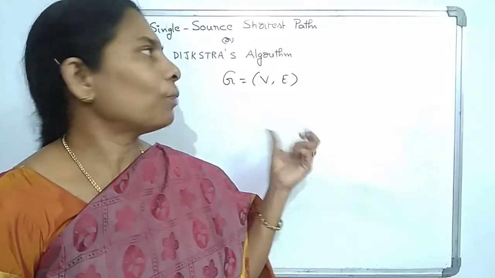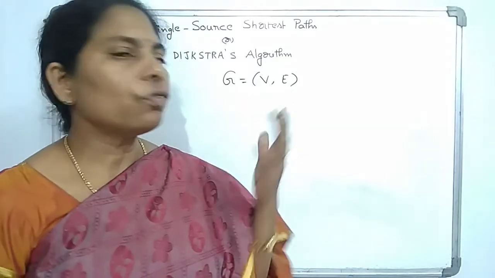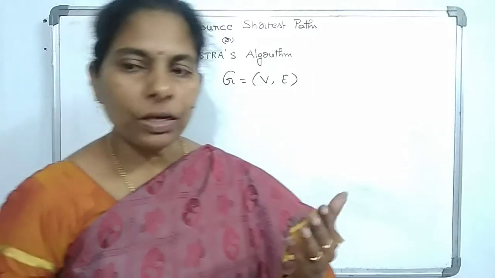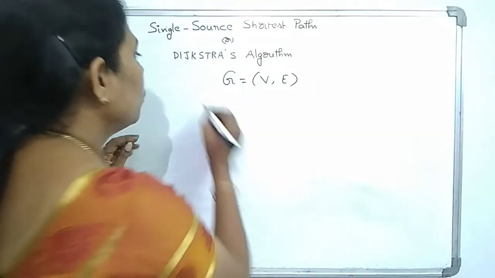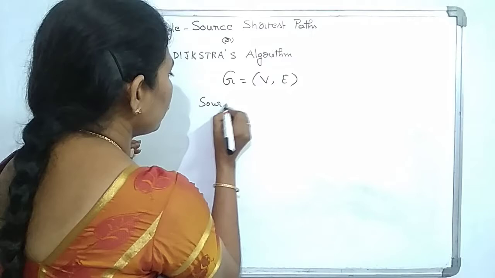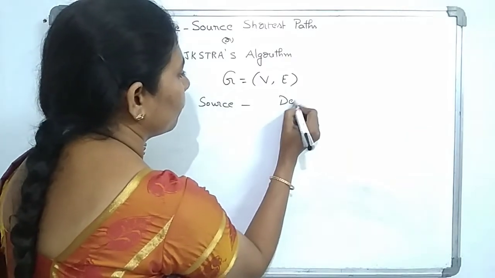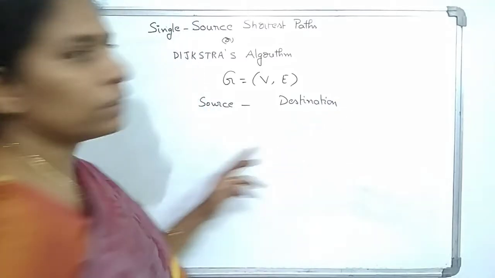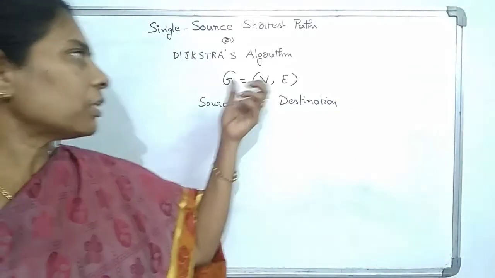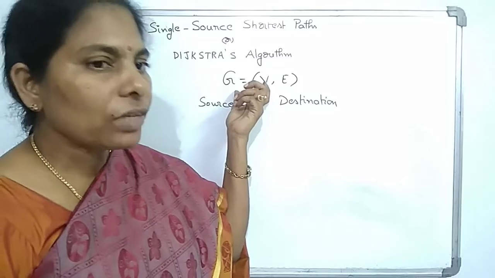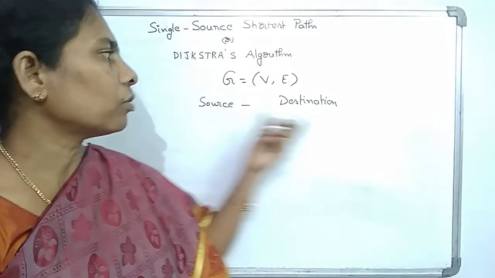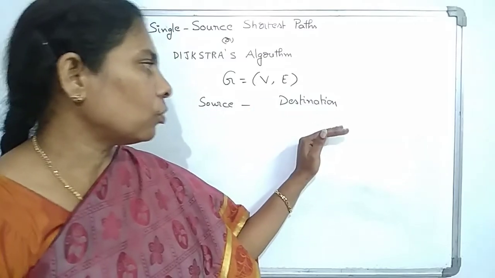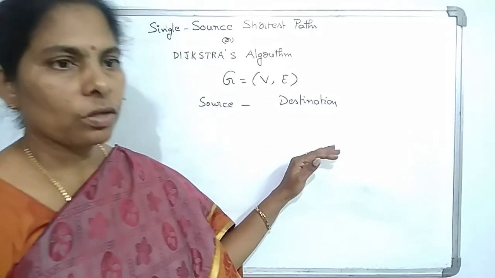So the main purpose of this algorithm is to find the shortest path. In that case, you must have a source and a destination. Within that graph, one node is the source and another node is the destination. So from one node to another node, you can find the shortest path.